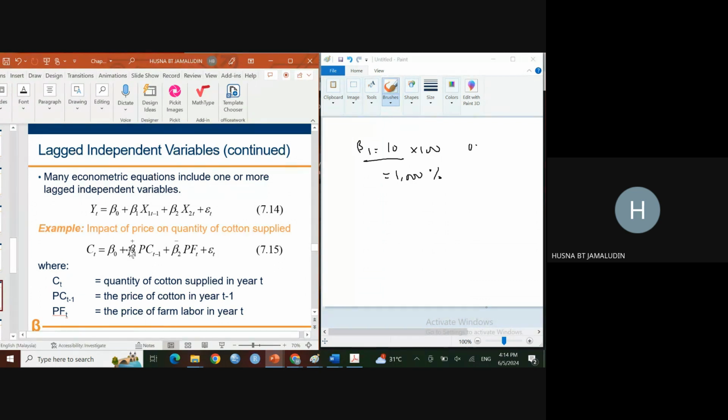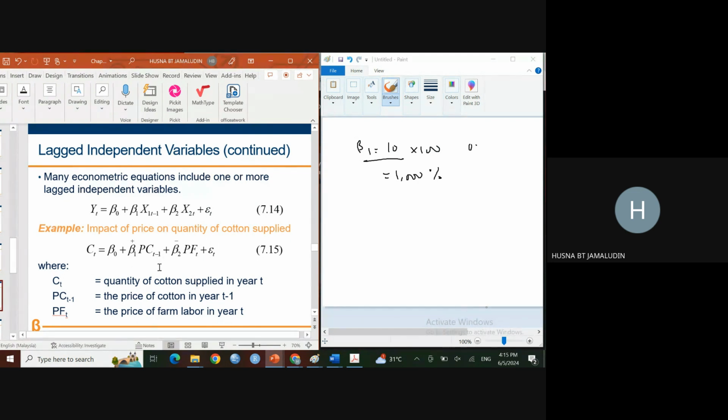Let's look at a real example, the impacts of price on quantity of cotton supply. So this is the quantity of cotton supply in year t. Year t normally refers to the current year, so now it's actually year 2024. So this is the quantity of cotton supply in 2024. It depends on the price of the cotton in the previous year, in 2023.